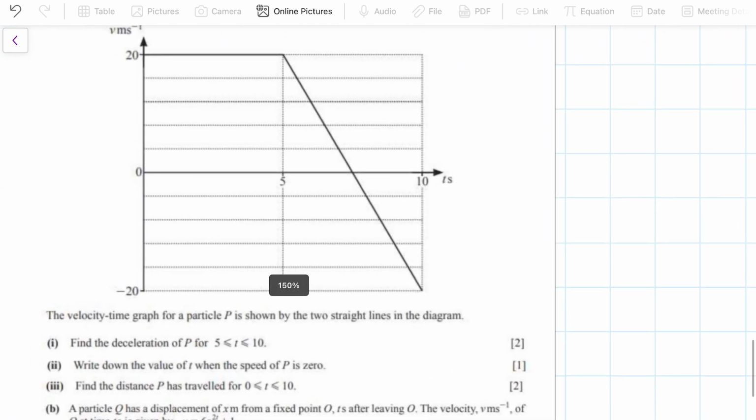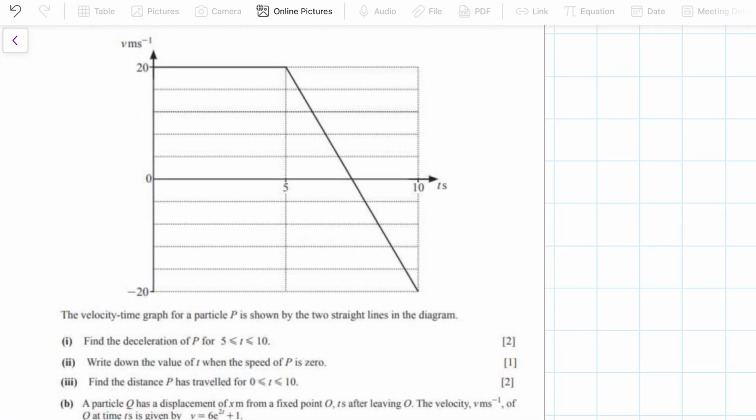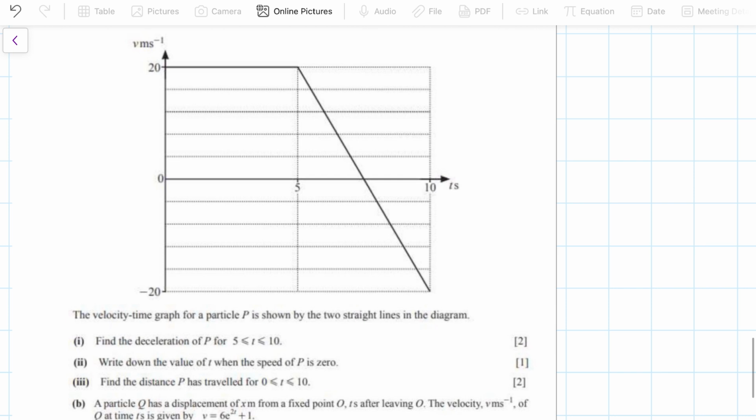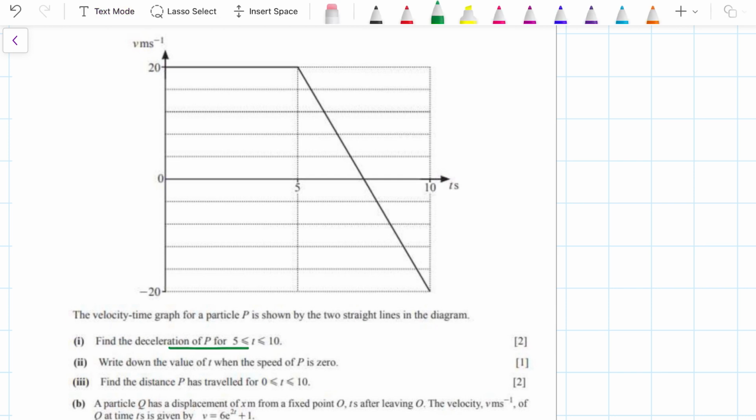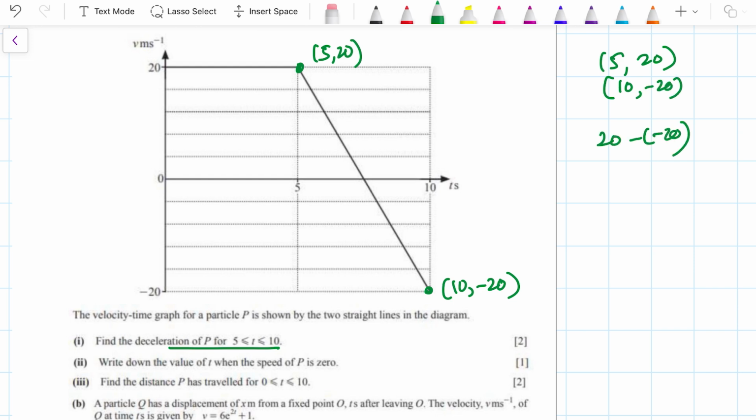Now let's move on to another linear motion question. Find the deceleration of p for the time value between 5 to 10. 5 to 10 means this is 5 and this is 10. So I have to find out the deceleration, meaning this point is 5 comma 20 and this point is 10 comma minus 20. So we have to find out its gradient. 20 minus 20 divided by 5 minus 10. 40 divided by minus 5, my velocity is minus 8 meter per second.